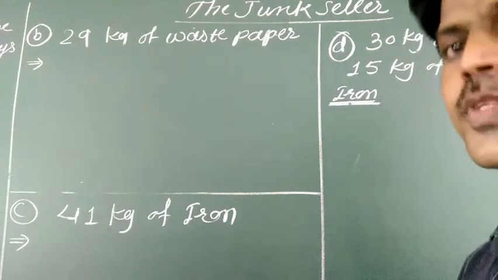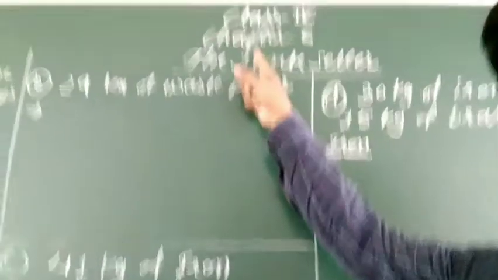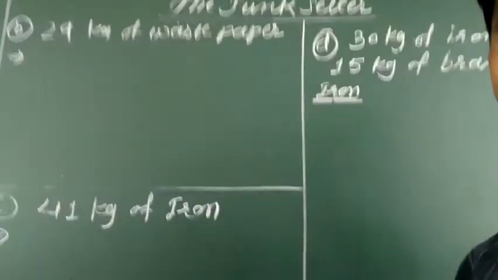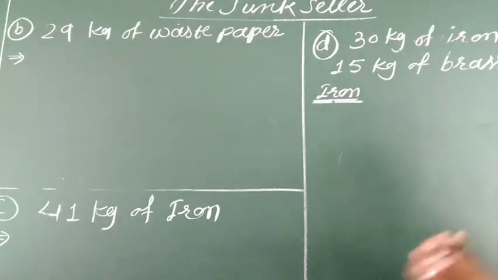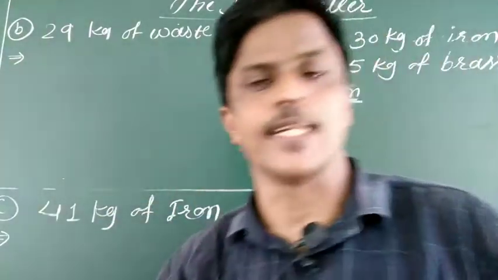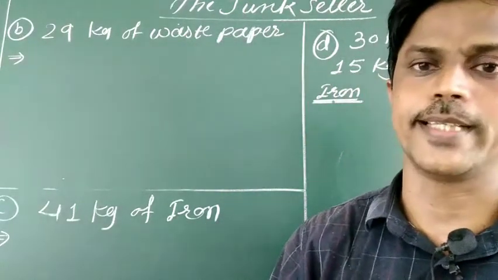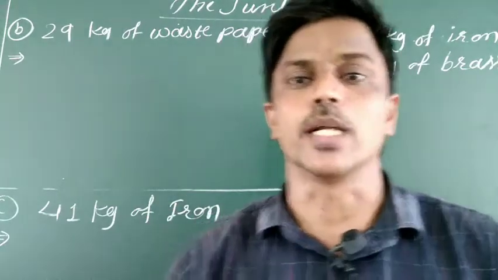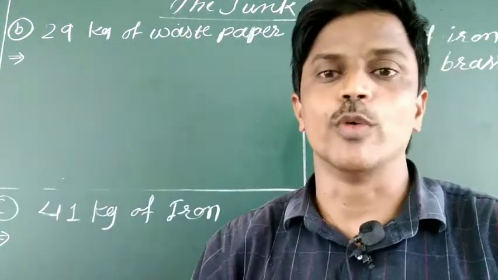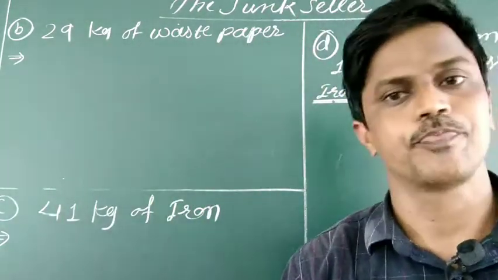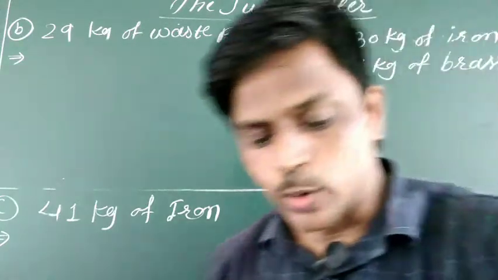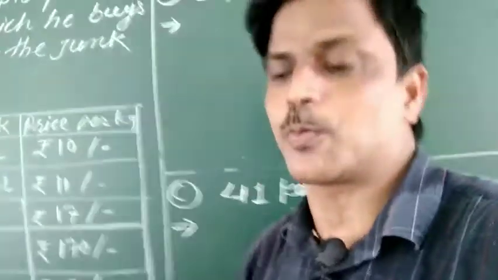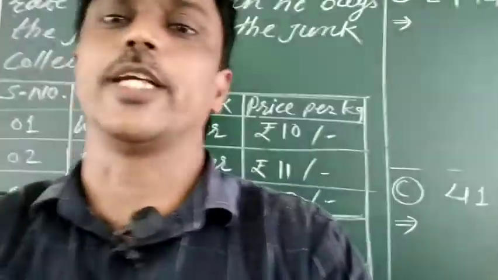Hello students, today's class is chapter 6, the junk seller. In the last class we learned some examples of multiplication, and how to find the product of a given number by expanding the greater number with the help of the box multiplication method. Today's class is about word problems, and these word problems are related to our rate list.